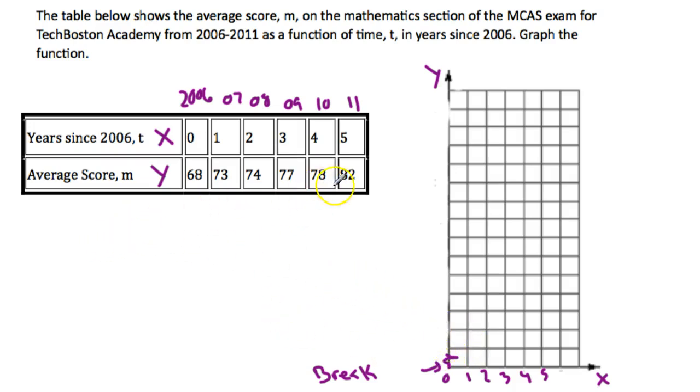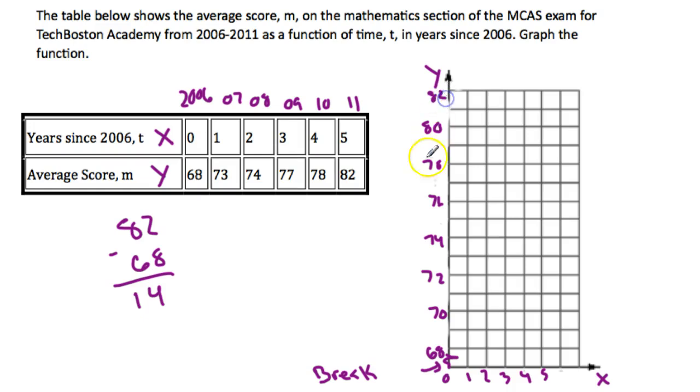So how many lines do I actually need? Well, the highest score is 82. The lowest score is 68. If I subtract those two, I get 14. So I had 14 lines, so I can go by one. My lowest score was 68. This is 68. This is 69. 70, 71, 72, 73, 74, 75, 76, 77, 78, 79, 80, 81, 82. There we go. Alright, so now let's put the points on.